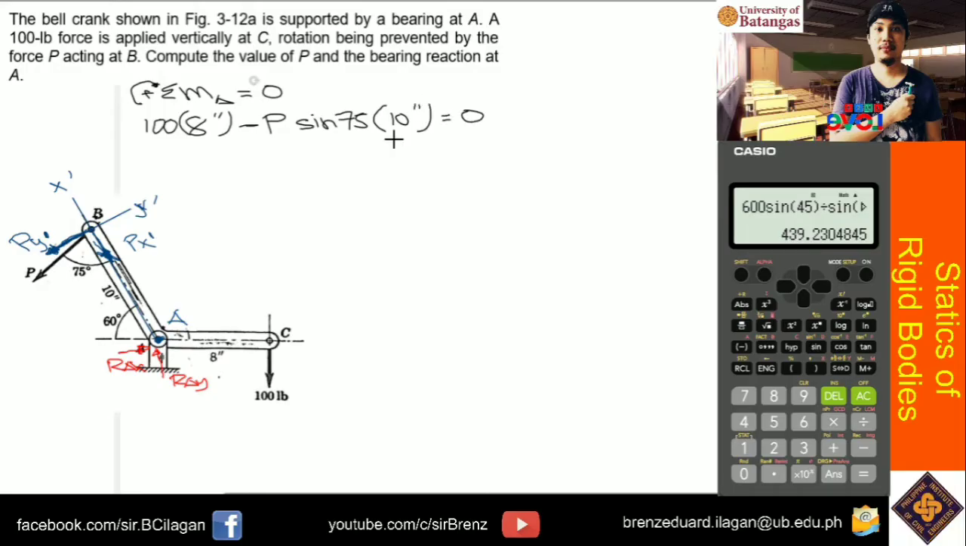So we will have a value of P. Okay, so that will be, pindutin natin pala sa CalQ. So we have 100 times 8 divided by 10 divided by sin 75. Transpose ko lang ha. The answer is 82.8221.